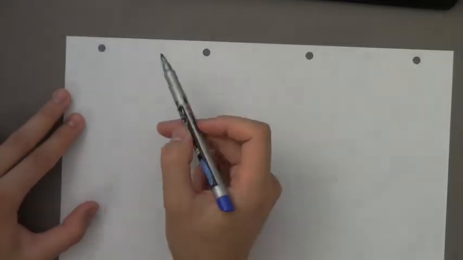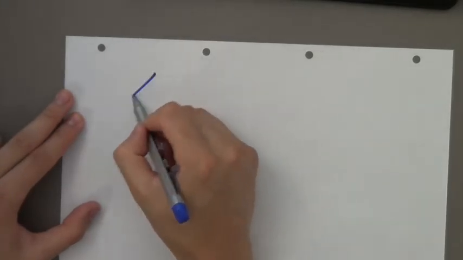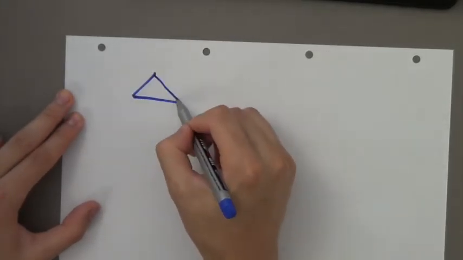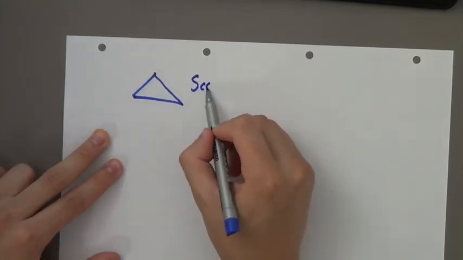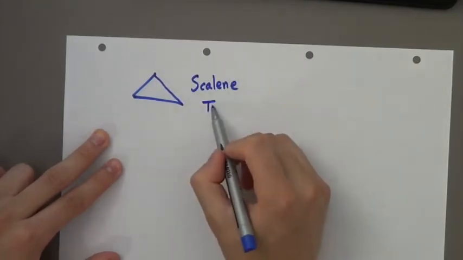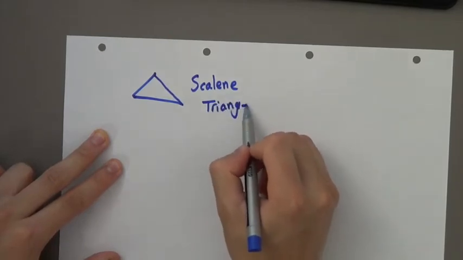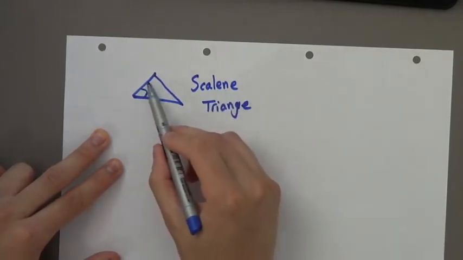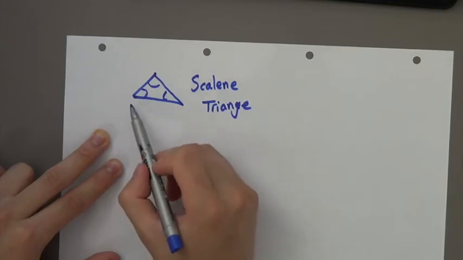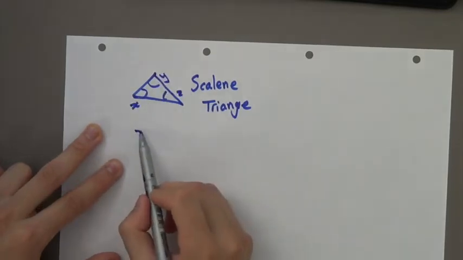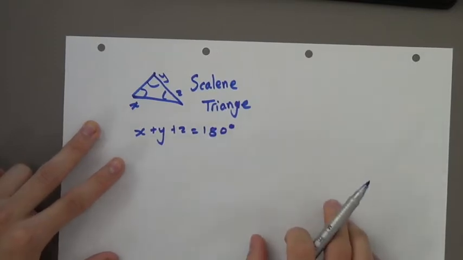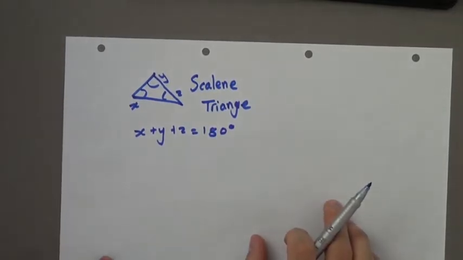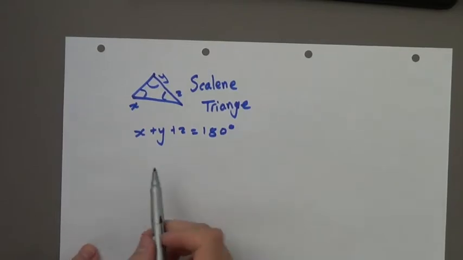Let's define some triangles now. A triangle that has all its sides with a different length, we would call this a scalene triangle. Okay, and all the angles would add up to 180. So if this was x, y, z, x plus y plus z equals 180 degrees. So if you didn't know already, all angles in a triangle add up to 180.